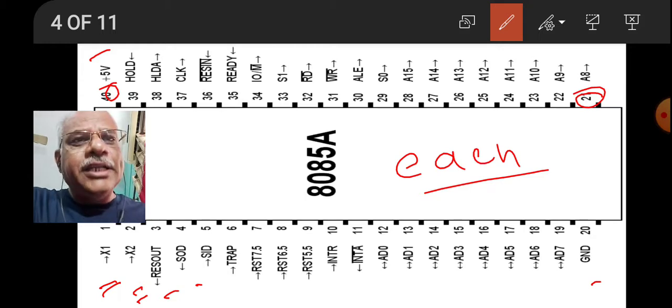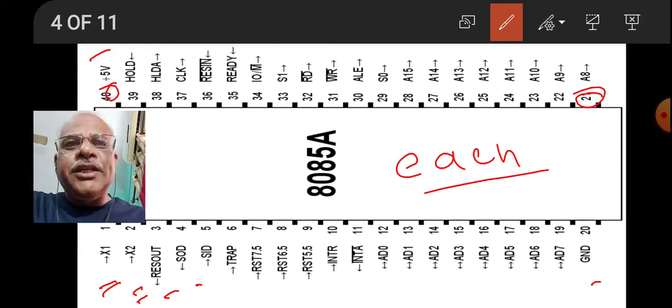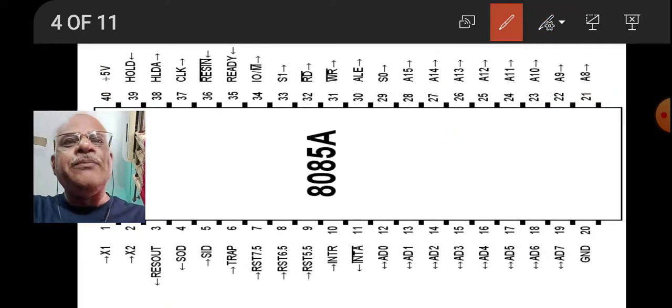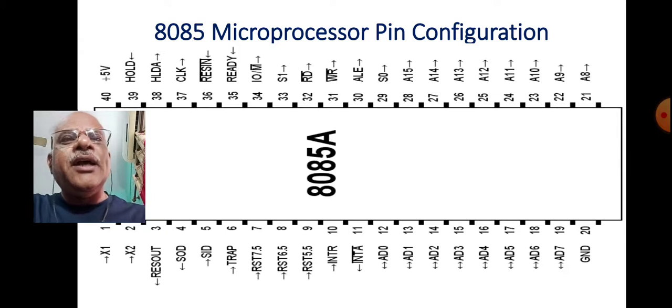Second thing, in the examination, no one will ask you to draw the pin configuration of the IC. Only the functions of the pins will be asked. So it will be easy for you when you go through the discussion of this IC. Okay, so I will change this slide for the time being, and I will shift our attention to the other features of this microprocessor 8085.